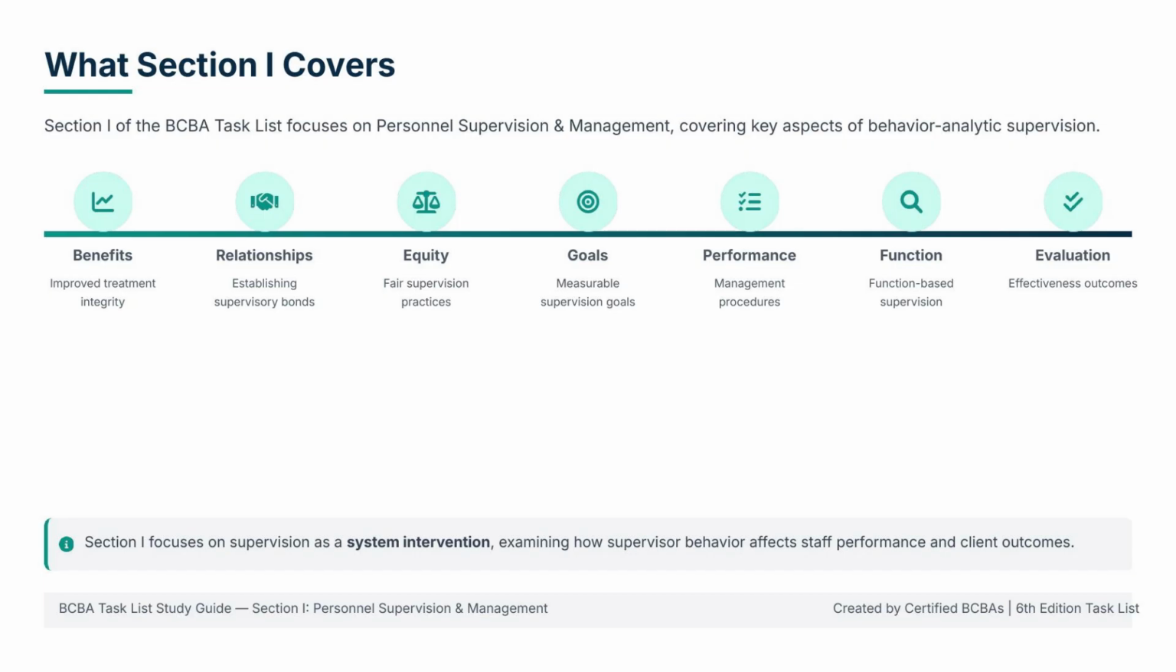Section 1 covers supervision as a system-level intervention. It includes the benefits of supervision, supervisory relationships, equity, goal selection, performance management, function-based supervision, and evaluation of outcomes. The big idea here is that supervisor behavior influences staff behavior, and staff behavior ultimately affects client outcomes.